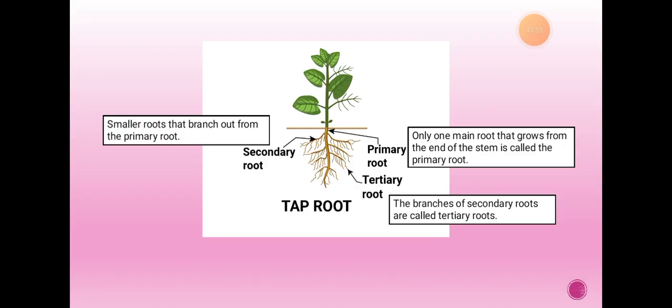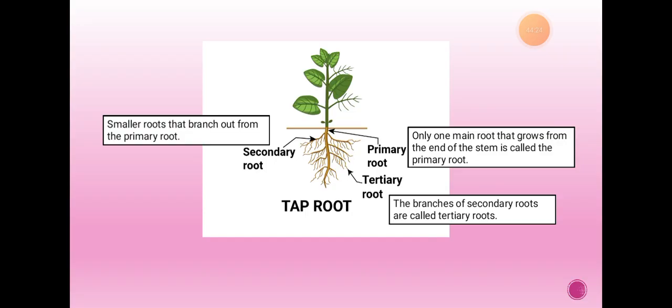Then after that, the tertiary roots. Now, what are the tertiary roots? The branches of secondary roots are called tertiary roots. The branches that come out of the secondary roots are known as the tertiary roots. So these are the tertiary roots. You can see here the smaller branches that come out of the secondary roots are known as the tertiary roots.